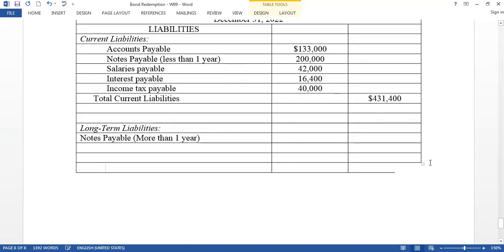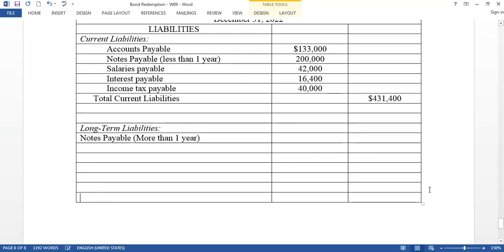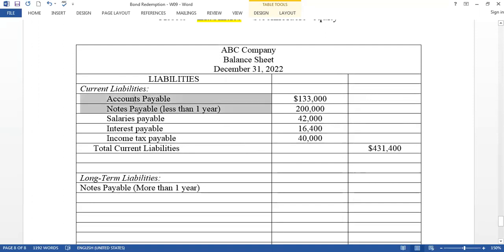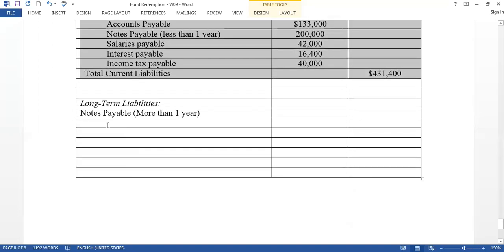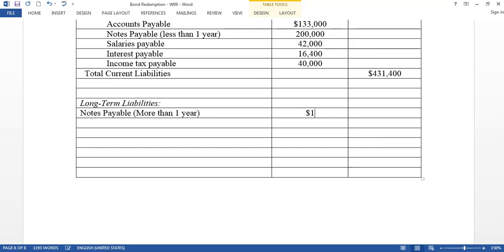Now look at the long-term liabilities. So these things you also learned from your Principles of Accounting 1, right? I am just going to repeat something. So current liabilities, total current liabilities, then we have long-term liabilities. Notes payable is also a long-term liability. Okay. So maybe this is $300,000 anyway.